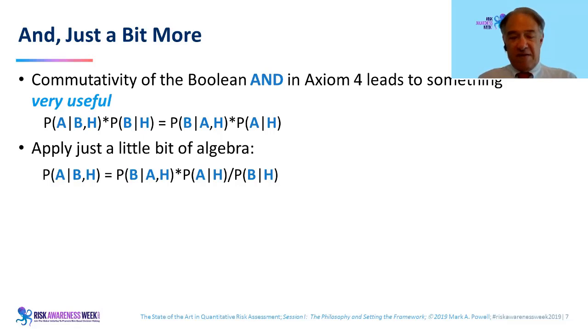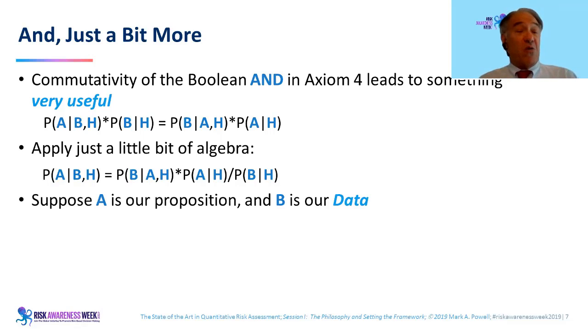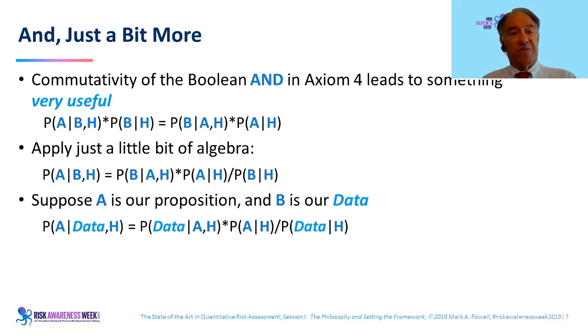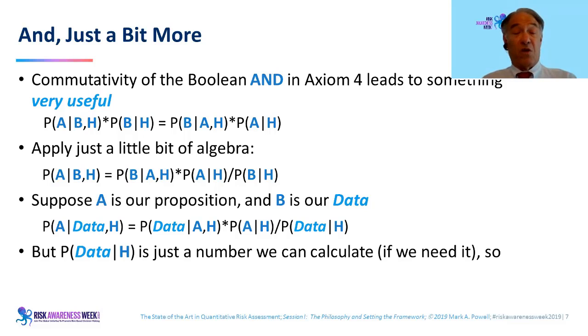Suppose there's some insights available. Suppose A is our proposition we're considering, the outcome levels that we might realize, and B is our data and information that's available. Let's rewrite it in those terms. We have the probability of A given our data is equal to the probability that we got our data given A times the probability of A divided by the probability that we got our data. Now, an interesting thing, that last term you see in the denominator, the probability that we got our data, well, it's just a number.